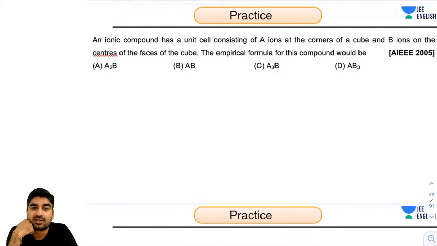An ionic compound has a unit cell of A ions at the corner of the cube and B ions at the center of the faces of the cube. The empirical formula for this compound would be. Yes, tell me. Do it guys, be fast.